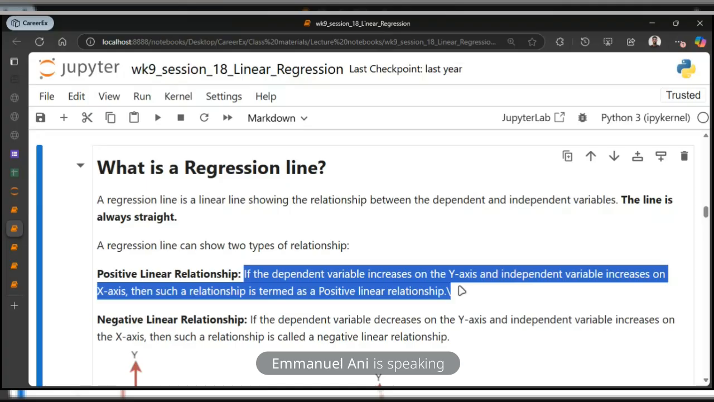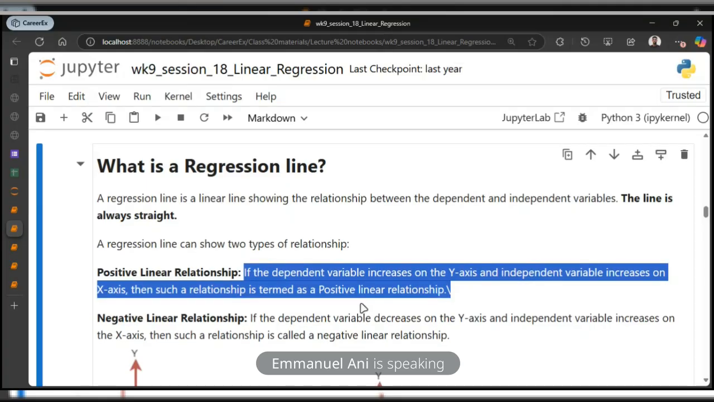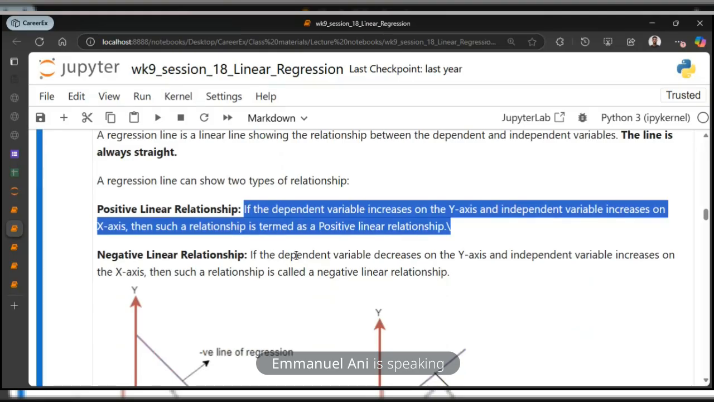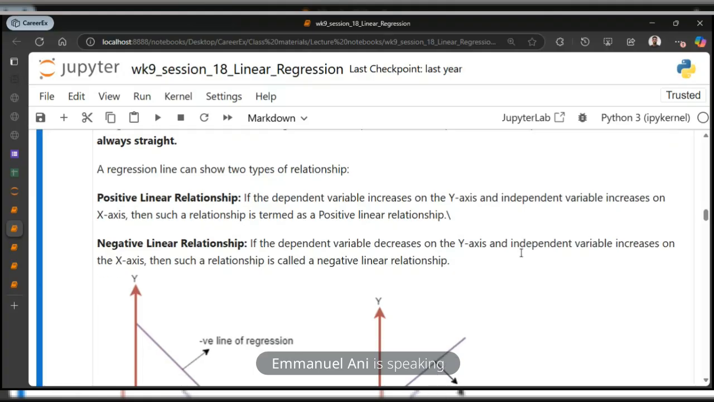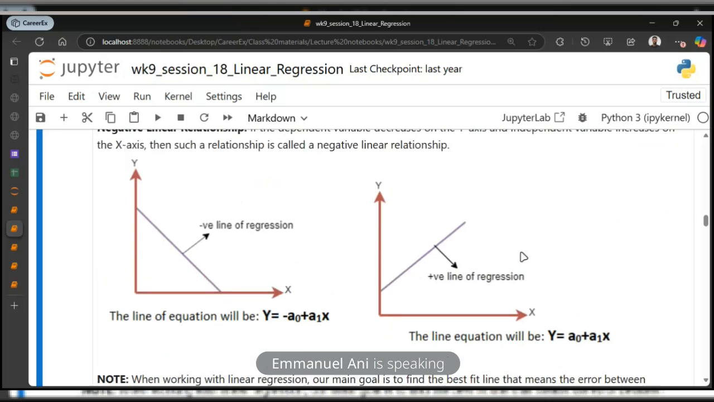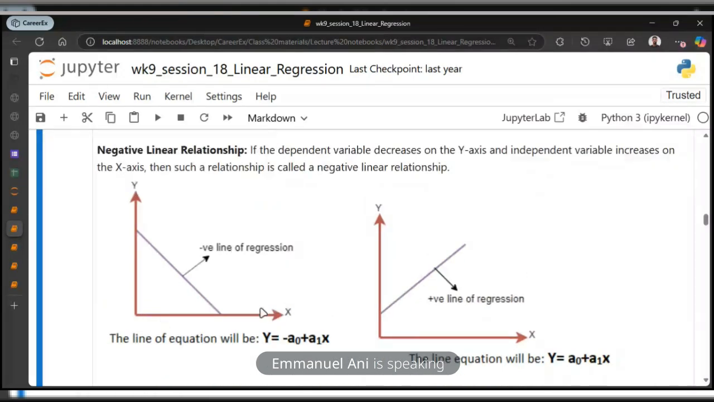For a negative linear relationship, the dependent variable decreases while the independent variable increases. So it's like an inverse relationship. This is a diagram to illustrate what we are saying. This is your y-axis and this is your x-axis. Your regression line is always a straight line. This one here is a negative linear relationship. As y is decreasing, x is increasing. As you can see, y is coming from up, which means it is decreasing, while x is coming from left to right, which means it is increasing.